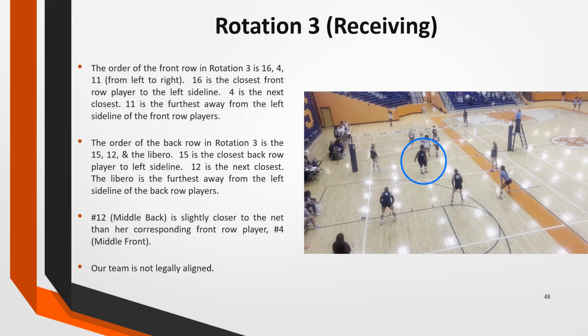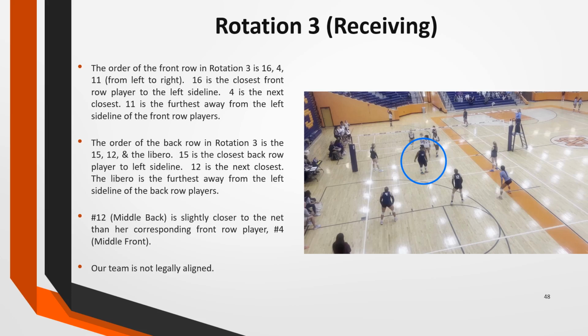Now, let's take a look at something here. You see number 12? She's our middle back. See number 4? She's our middle front. It's obvious that number 12, which is our middle back, is probably a step and a half, maybe 2 steps closer to the net than her corresponding front row player, number 4. So by the letter of the law, guys, this is an illegal alignment. If you were to call this, you would be absolutely correct.